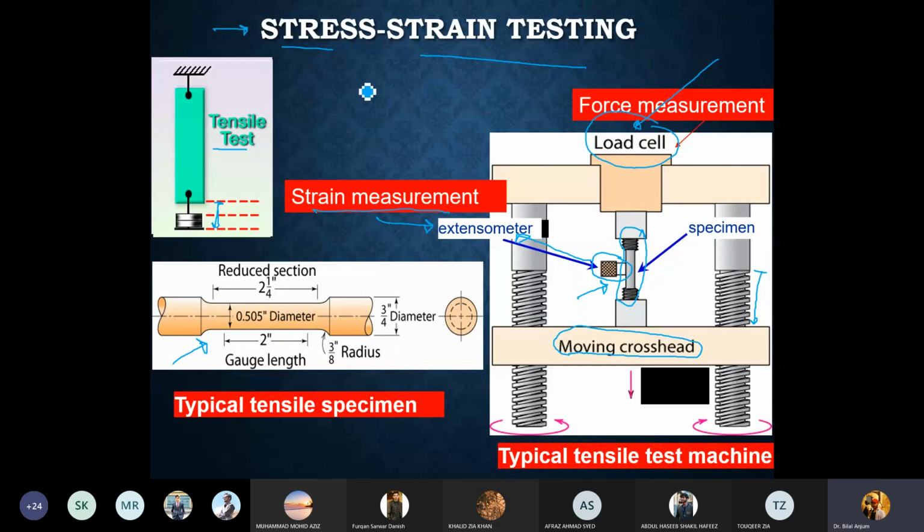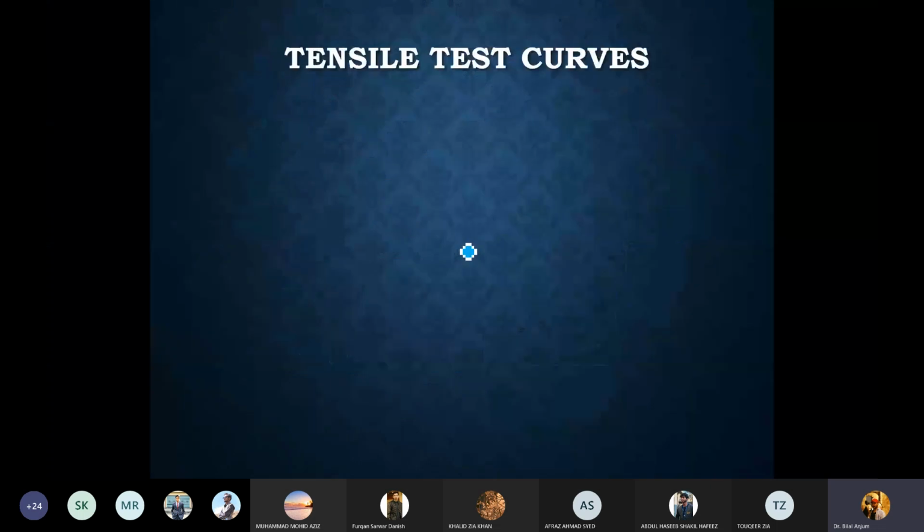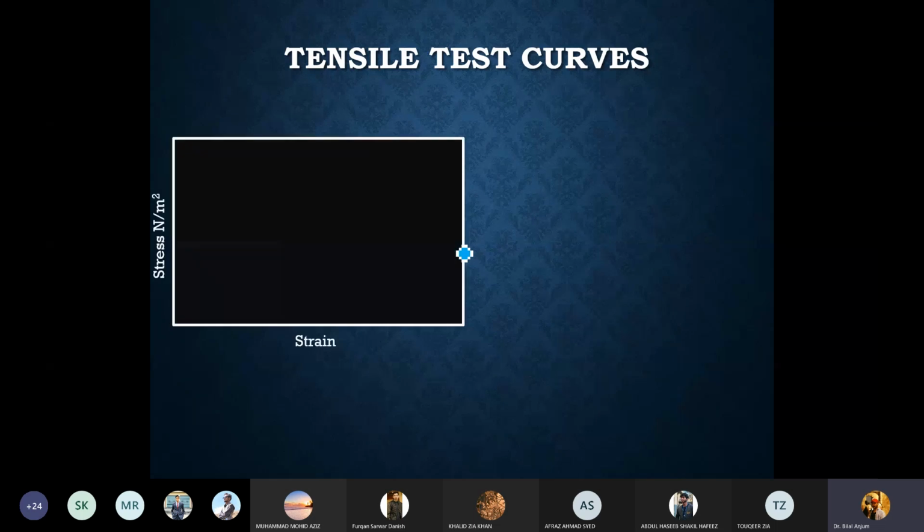Once we have the data of force, or in other words stress, and strain, you can have a stress strain plot for the tensile testing. Now, typically you could have these two kinds of tensile stress strain plots. On the y-axis you have stress, on the x-axis you have strain. There is one kind of behavior where you have linear elastic deformation, and then a certain amount of plastic deformation takes place, after which the material fractures. This is one kind of behavior that you could have.